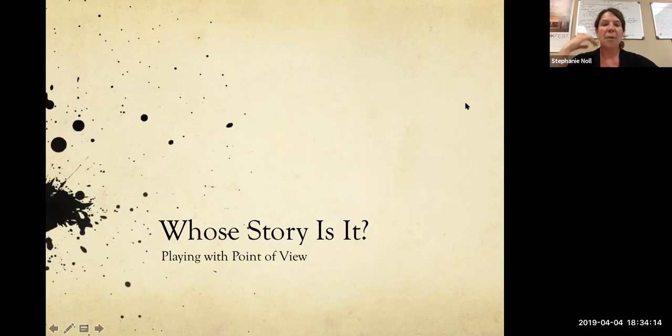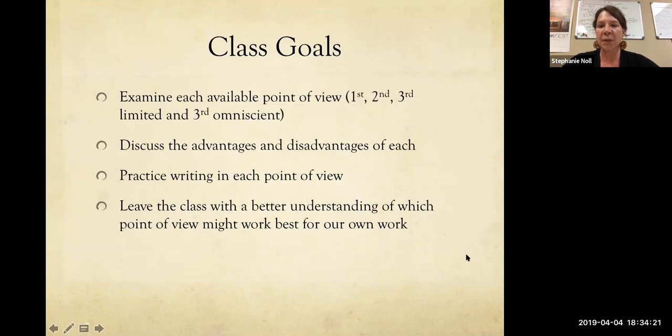So tonight we're talking about playing with point of view. Whose story is it anyway? I wanted to give you an opportunity to review what the class goals are. We're going to talk about each available point of view, beginning with first person, then second person, which is less used and less common, but really fun and could be something you want to explore. Then we'll talk about third person limited and third person omniscient, the differences between those, and why you might apply those to your fiction.